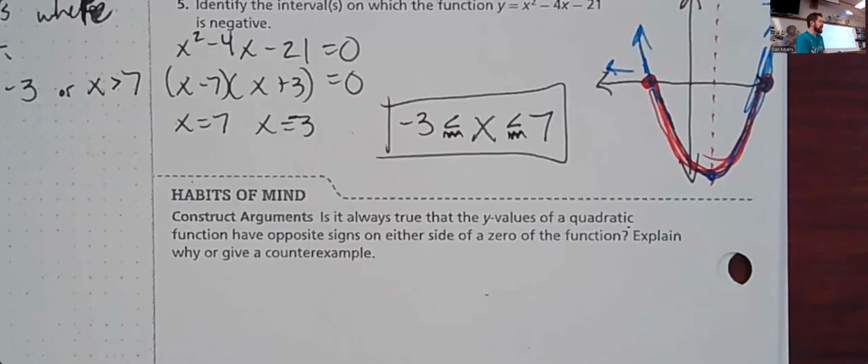Because a quadratic, a parabola, could be entirely above the x-axis, or upside down and entirely below it. So it doesn't have to have opposite values of y. It only has opposite values of y, or positive and negative values of y, if it crosses over. Which it won't always do.